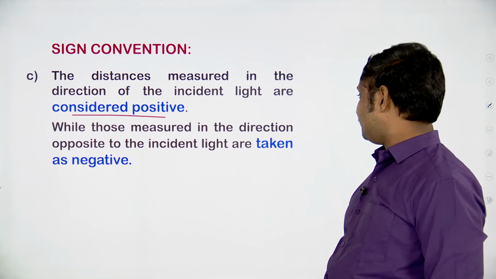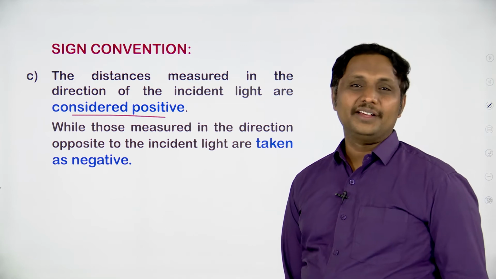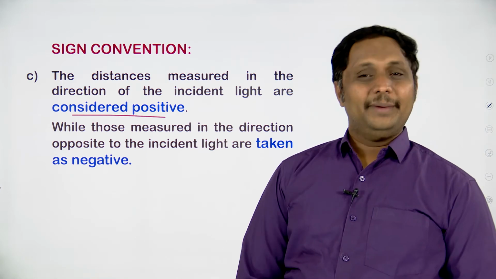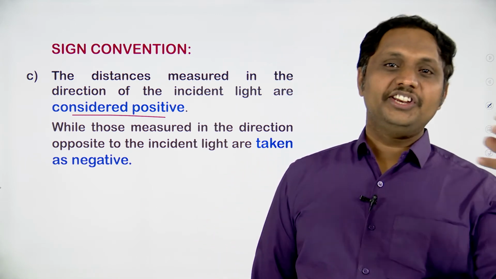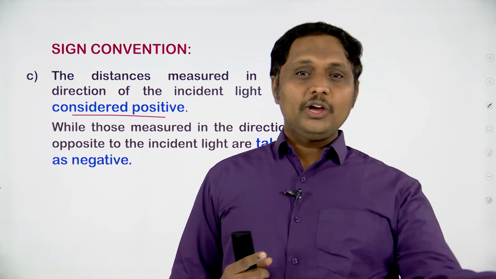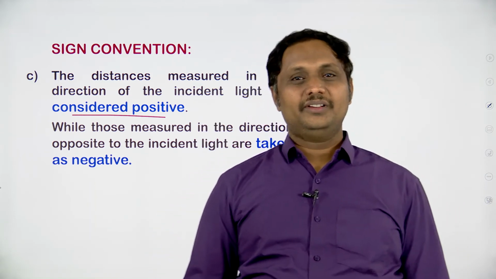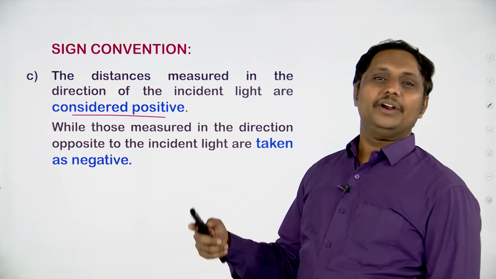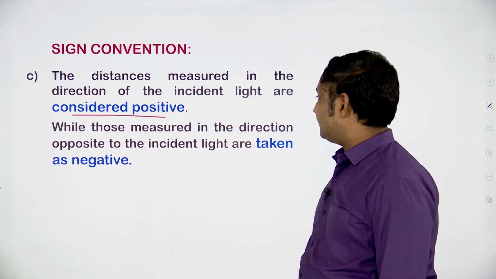Distances measured in the direction opposite to the incident light are taken as negative. It's very clear how we decide which is positive and which is negative, right? Based on the direction of incident light. Sometimes the ray appears to be originated from a point, even though it does not actually meet that point. It appears to originate from that point, even though it is the refracted light ray. You have to consider that, as it decides the nature of the image. So finally, the positive and negative distances are decided based on the incident light direction.